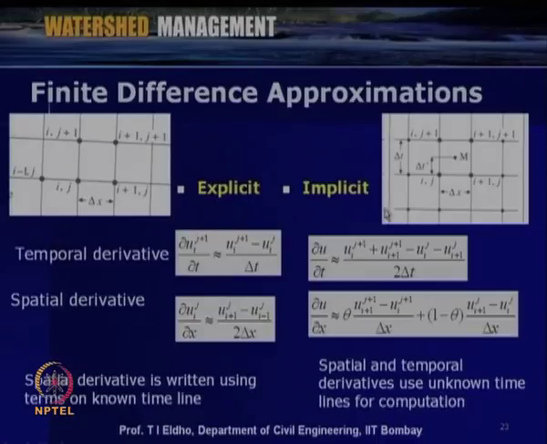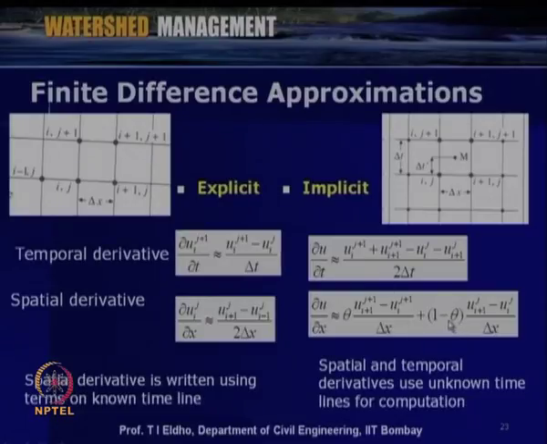But in the case of the implicit scheme, we write the governing equation with respect to all the grid points. The various terms are written like this, and then we use a weighting factor theta, varying from 0 to 1. When theta is 0.5, it is called a Crank-Nicolson scheme.